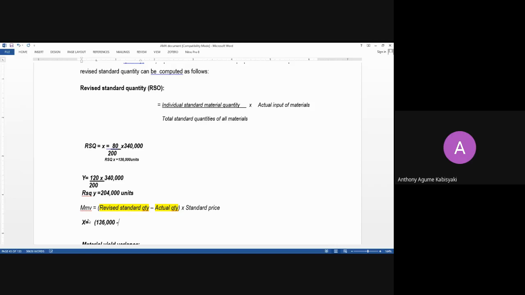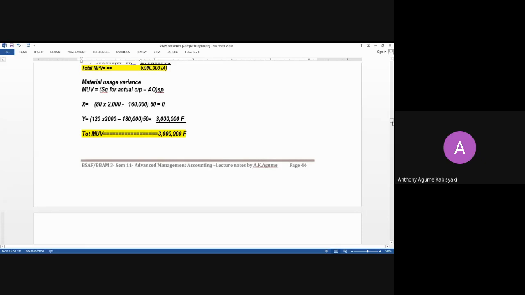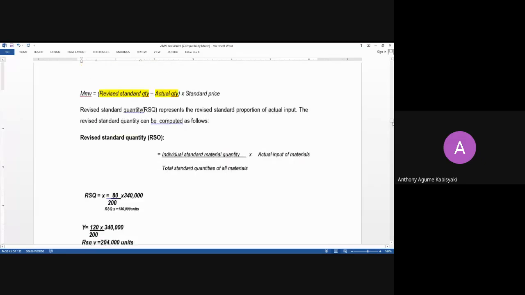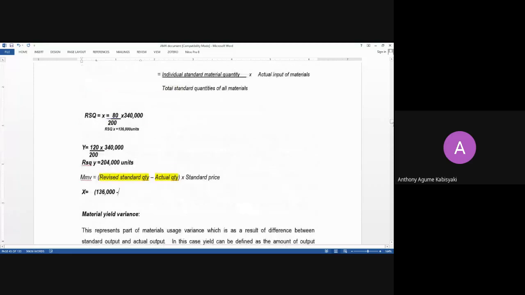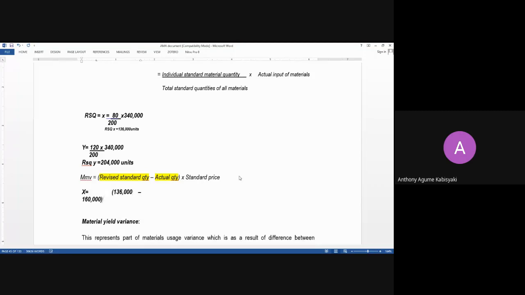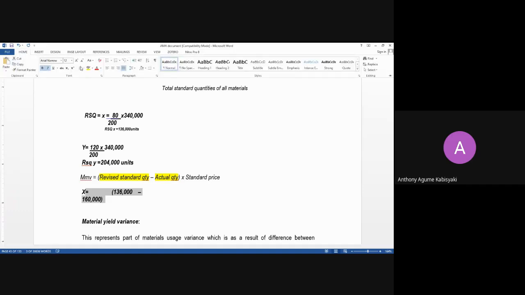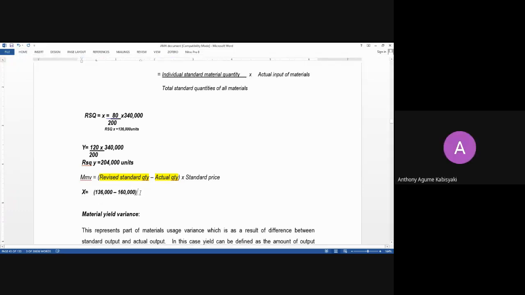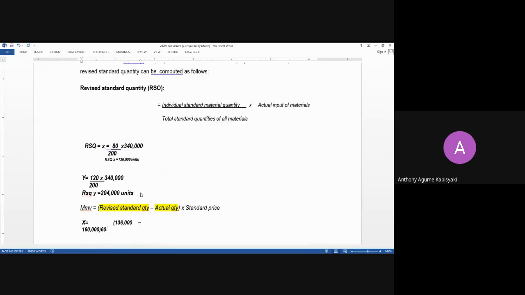136 minus actual quantity, which is actual quantity for X was how much? AQ 160. It was 160. Then I multiply this by the standard price. So what is the standard price? 60. Standard price is 60.